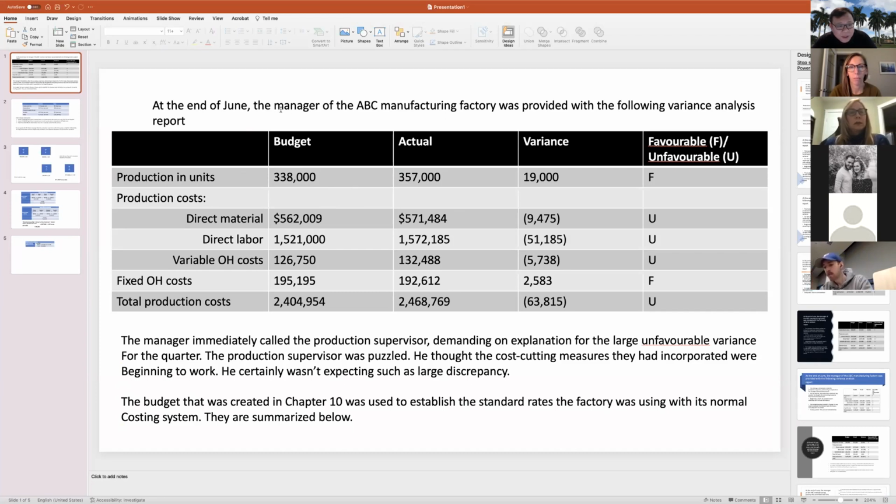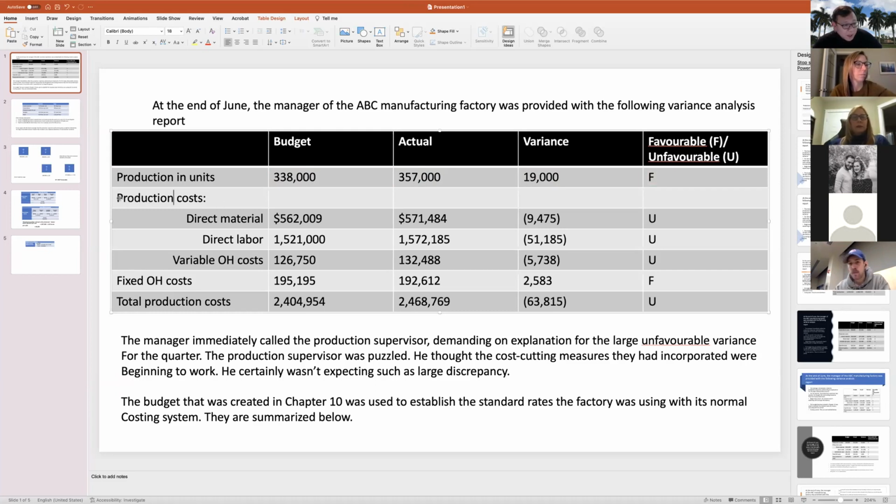So at the end of June, the manager of ABC manufacturing factory was provided with the following variance report. So you can see the budget, the actual and the variance, the difference, and whether it's favorable or unfavorable, okay? Nima also asked about this question. You know the production units, okay? So they are able to produce more, 19,000 units more, so that's favorable.